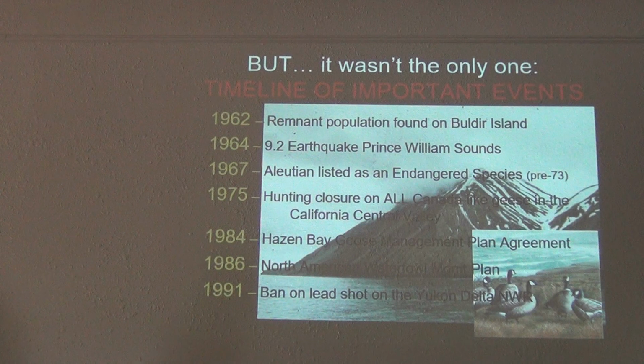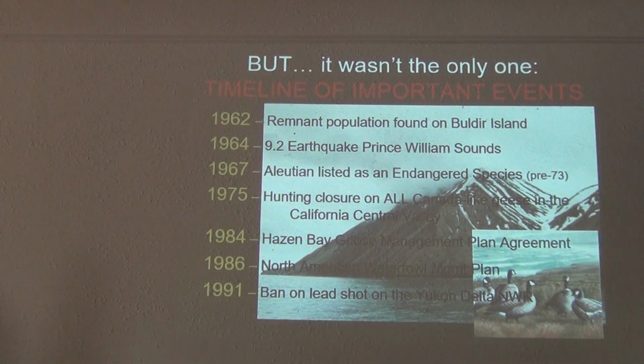In 1984, up on the Yukon-Kuskokwim Delta, a massive plan, a very important plan, the Hazen Bay Goose Management Plan, was this predecessor to an agreement between the Migratory Bird Treaty Act and the subsistence users up in that part of Alaska to control and shut down harvest on a lot of different species, particularly the four main geese that breed up on that refuge.